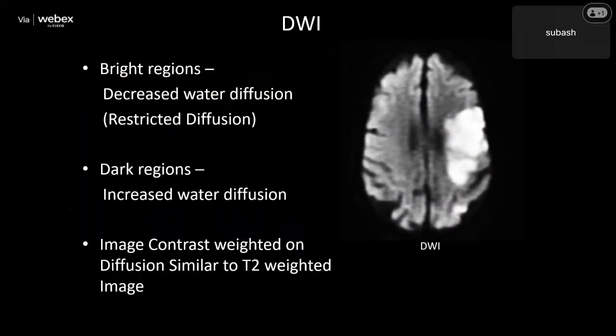So now in diffusion weighted images, bright regions mean there is a restricted diffusion, decreased water diffusion. If you see a bright signal like this, that means diffusion has been restricted. Not too much diffusion is there. If you see a dark region here, that means there's increased water diffusion. You can see here the ventricles have free fluid diffusion. These areas are shown as dark. Here this is a restricted diffusion. You see this as bright.